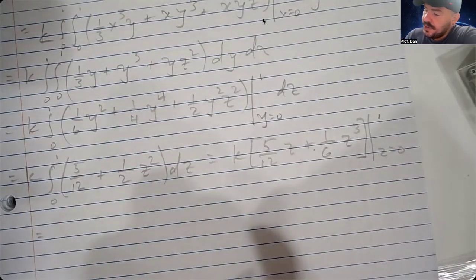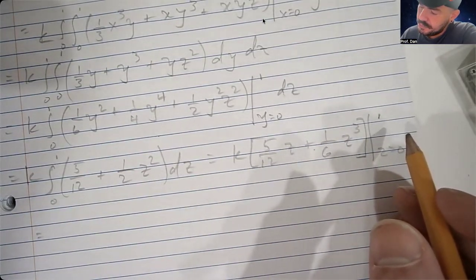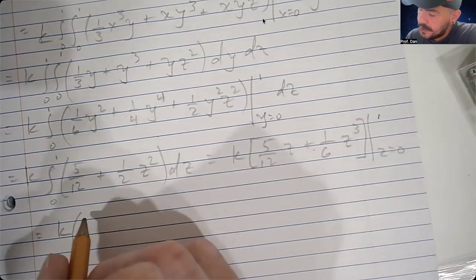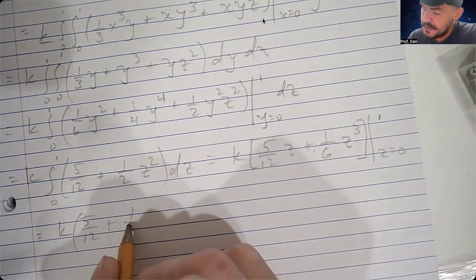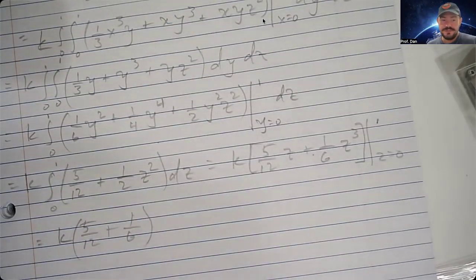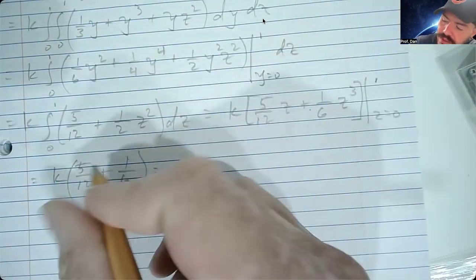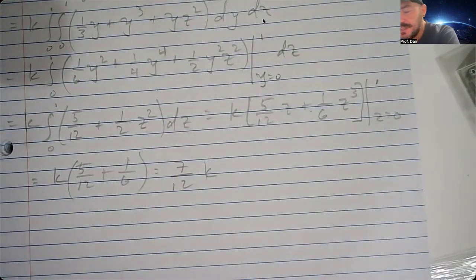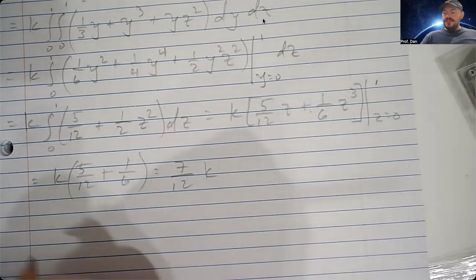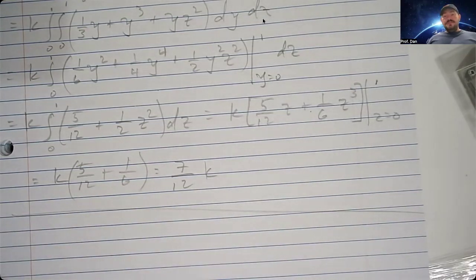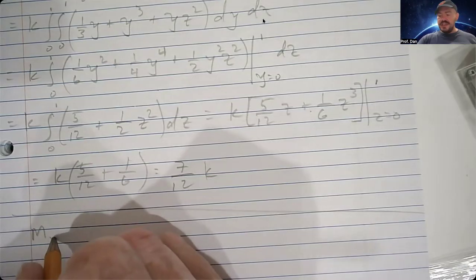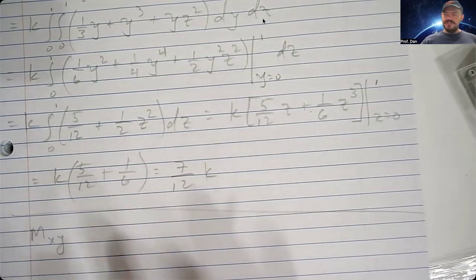And at this point, oh yeah, we end up getting k multiplied by 5/12 plus 1/6. 1/6 incidentally is 2/12, which results in, what do you know, 7/12 k. So if we were to do the same thing with the moment along the xy plane, right? Did we already do xy? We did already do xy.